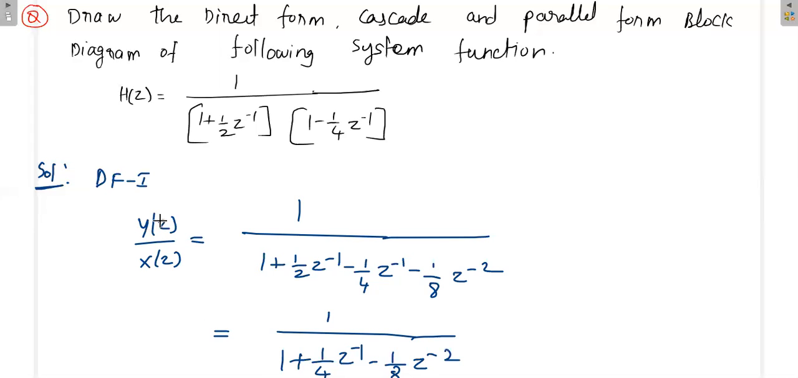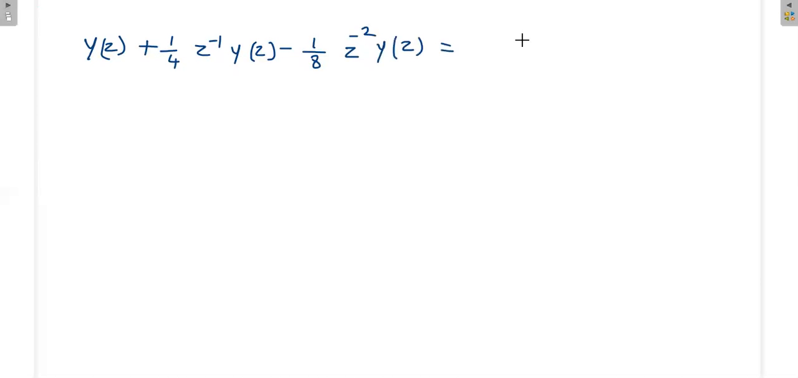Just cross multiply this Y of z and X of z. So we'll be getting Y of z plus 1 by 4 z inverse Y of z minus 1 by 8 z power minus 2 Y of z is equal to X of z.